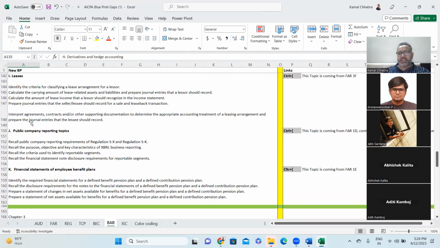The next is leases. Have you heard this term before? Lease accounting? Yes. What is a lease? There are two types of lease, three types of lease.